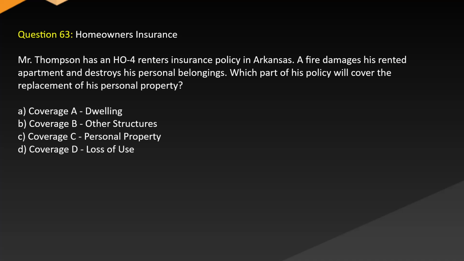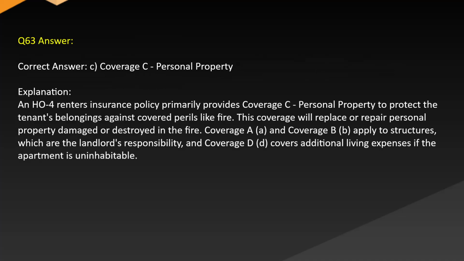Question 63. Homeowners insurance. Mr. Thompson has a renters insurance policy in Arkansas. A fire damages his rented apartment and destroys his personal belongings. Which part of his policy will cover the replacement of his personal property? A. Coverage A, Dwelling. B. Coverage B, Other structures. C. Coverage C, Personal property. D. Coverage D, Loss of use. Correct answer: C.